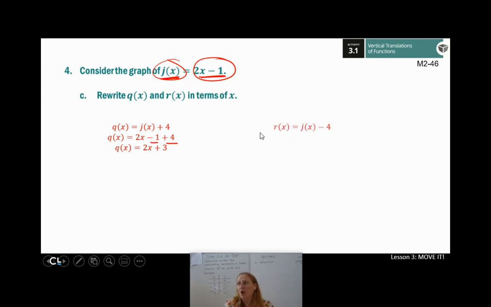I can do this again for r of x. We said it was j of x, but we subtracted 4, so fine. Instead of j of x, I'm going to plug in 2x minus 1. I'm going to combine my like terms. Negative 1 and a negative 4 gives me a negative 5. So r of x equals 2x minus 5. And now r of x is in terms of x, not in terms of j of x.